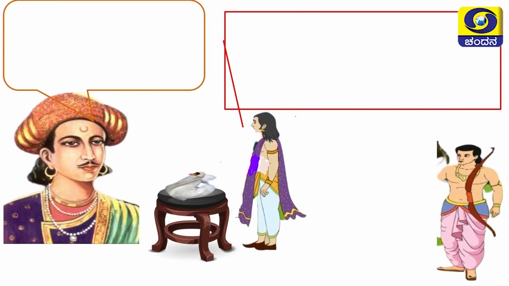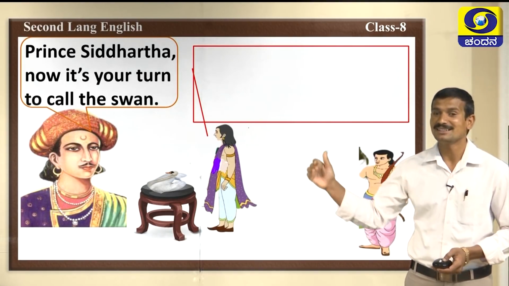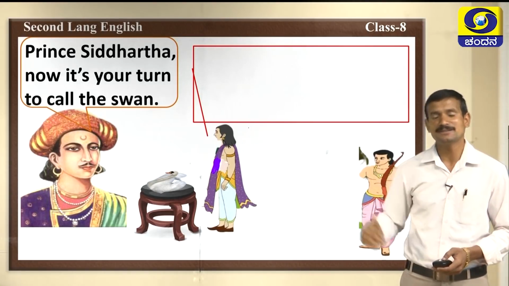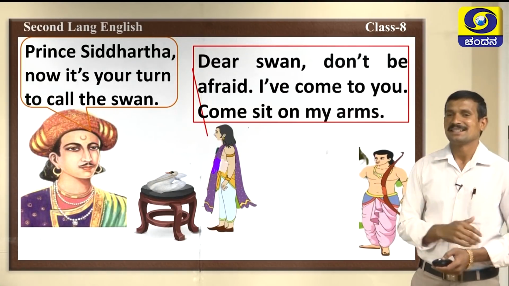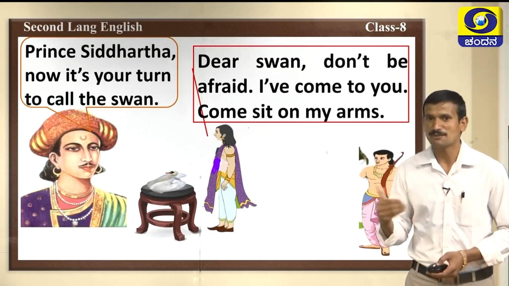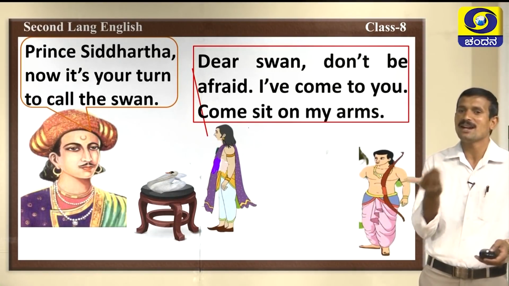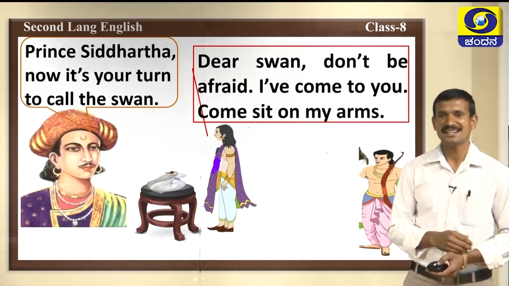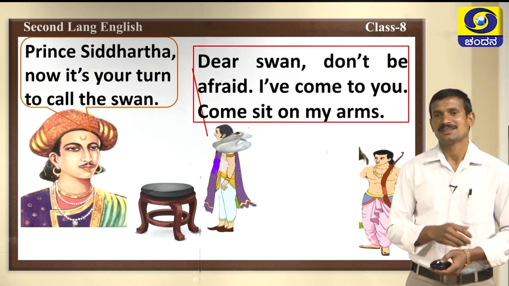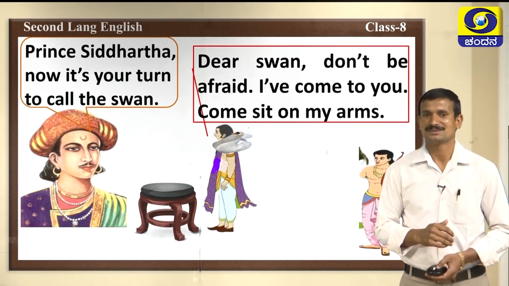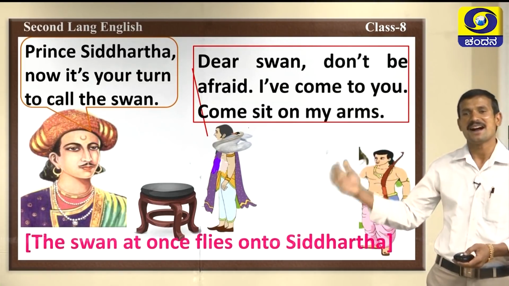At last, the chief minister says, Prince Siddhartha, now it's your turn to call the swan. Siddhartha, come forward and call the swan, he orders. Then Siddhartha comes to the swan. Dear swan, don't be afraid. I have come to you. Come and sit on my arms. When Siddhartha says like that, the swan is very happy and at once flies onto Siddhartha's arms.